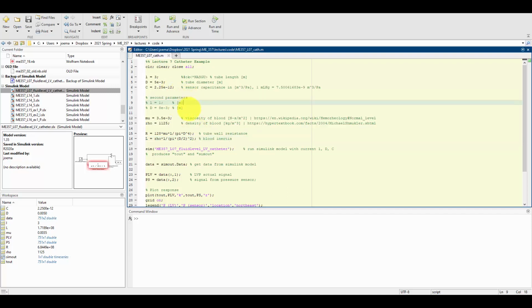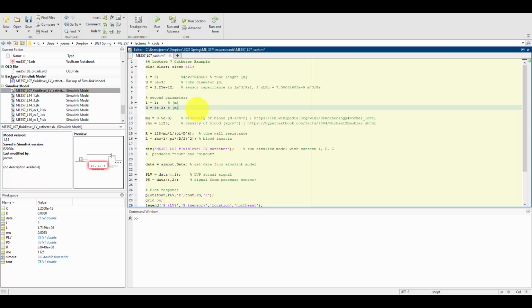So for the second design, now I will uncomment this. I am going to try a shorter catheter, so only 1 meter long, and I will make a larger diameter opening of 8 millimeters. Now, what we could do is if we had an extremely short catheter with a very wide opening, well, that would make R and L really small.